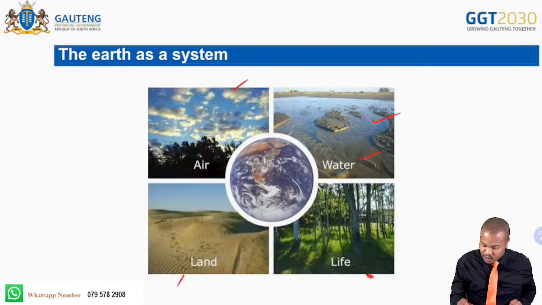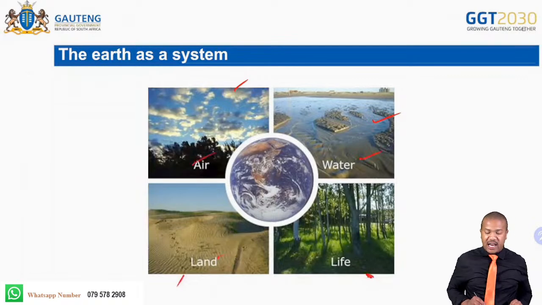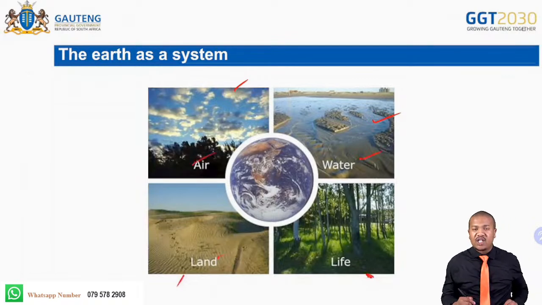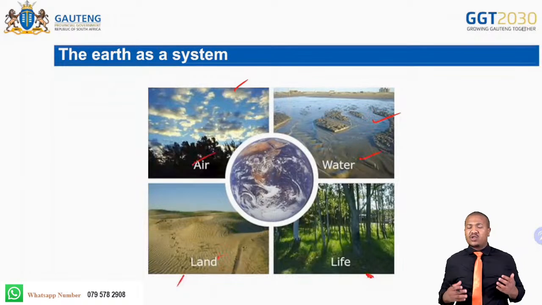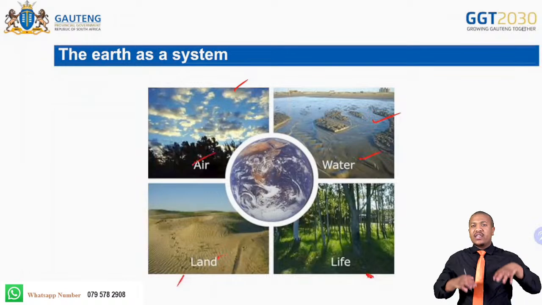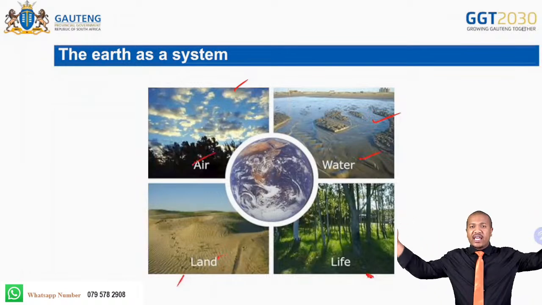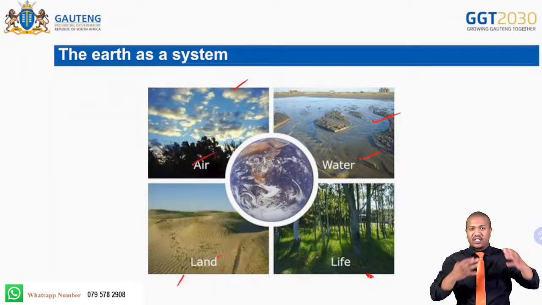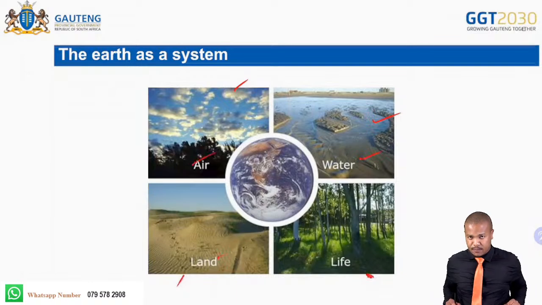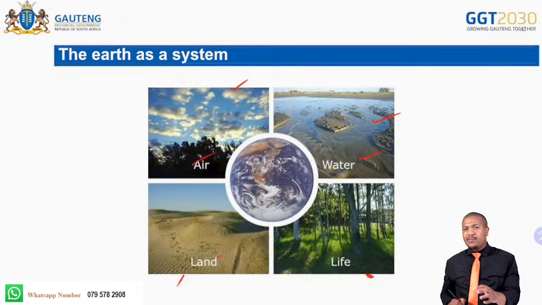For instance, when you're talking about water, air, and land interacting, that's where we get what? Life. Because now we are able to plant our trees on the land, where they absorb water and also get air from the surrounding to be able to photosynthesize. So now, I'm going to highlight the names of these spheres using this picture here.